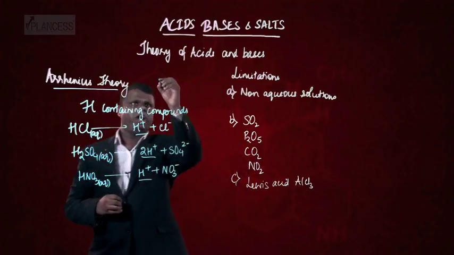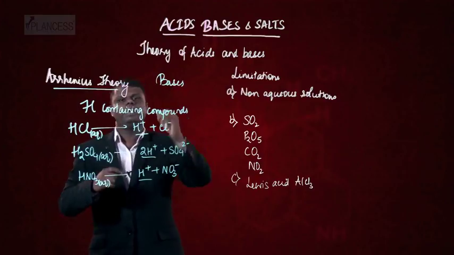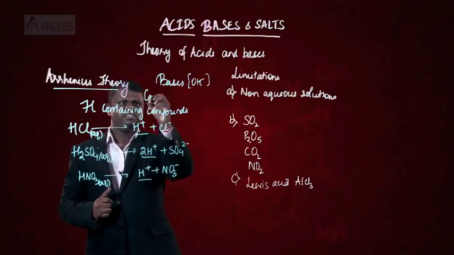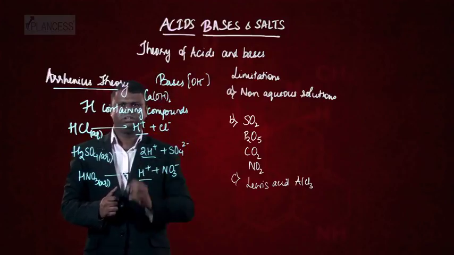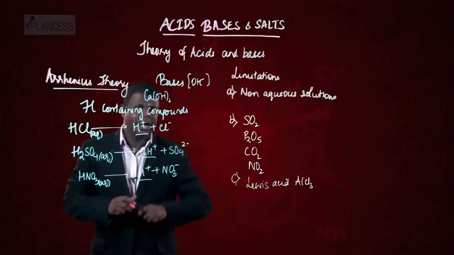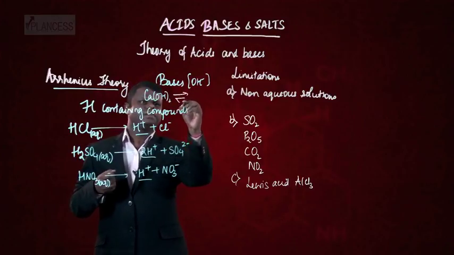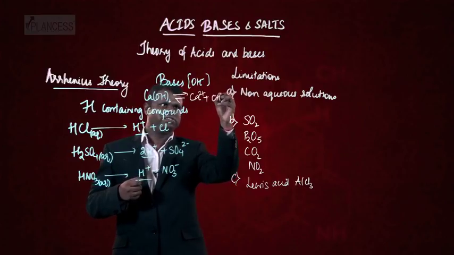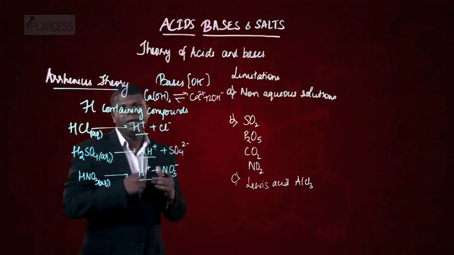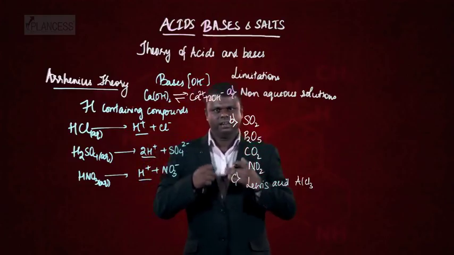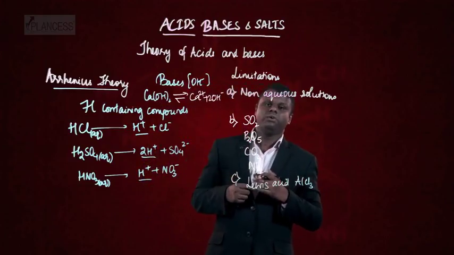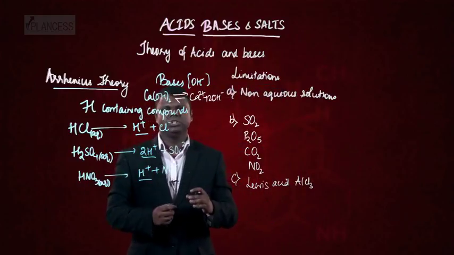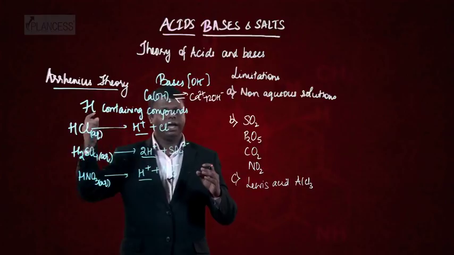Similarly to acid, you have base. Bases, they contain OH minus ions. So bases like, let's say, calcium hydroxide. Calcium hydroxide ionizes, giving Ca2 plus, that is calcium ions, and hydroxyl ions. So similarly bases are hydroxyl ion containing compounds which ionize, giving hydroxyl ions in their aqueous solution. So this was the basic definition of an acid or a base according to Arrhenius.